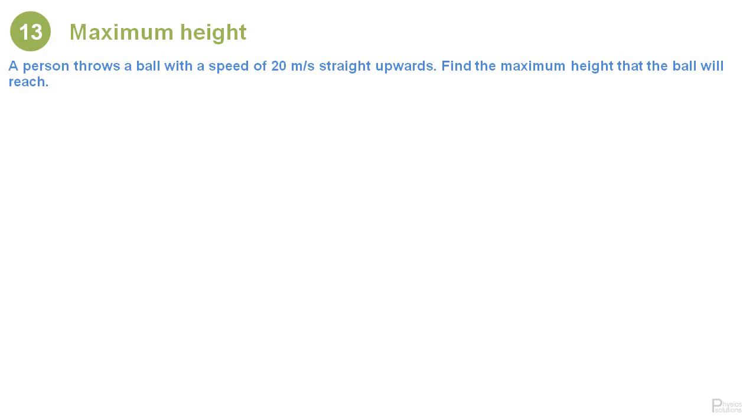A person throws a ball with a speed of 20 meters per second straight upwards. Find the maximum height that the ball will reach. Very simple exercise. There's only one piece of information, which is the velocity of the ball. Here there is no mention about the height of the person, so we can ignore that for now. Let's imagine this is maybe not a person, but maybe a cannon that is shooting this ball with this particular speed. It is important that it's being shot straight upwards. So the motion is again in one dimension, but it's moving up, and then it will of course move down. We are being asked to find the maximum altitude that this ball will reach.